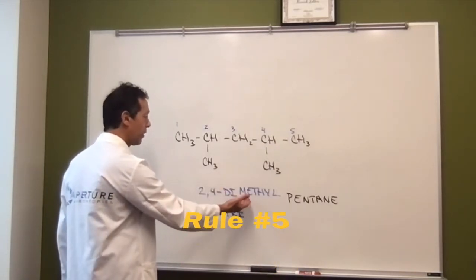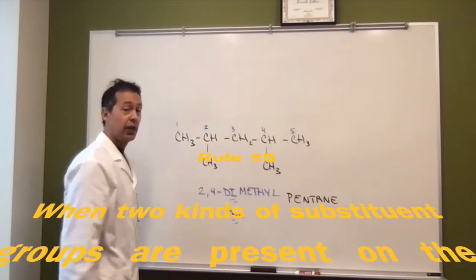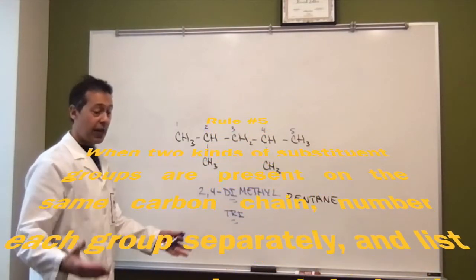Now what happens if these actually have different substituents? Right now they're both methyl groups, but what if one was a methyl and one was an ethyl? How would we name that?